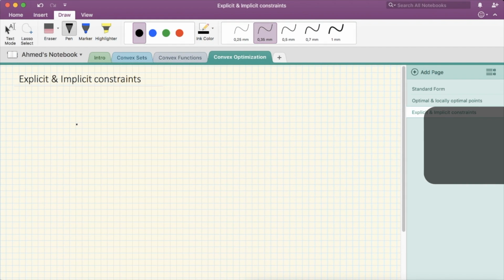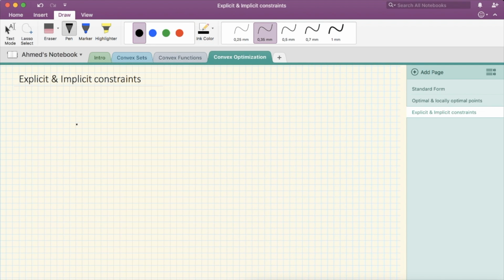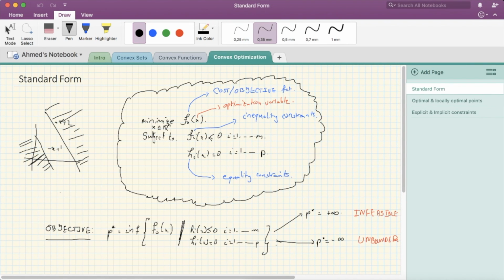Okay, so now let's go through some new terminology, which is explicit and implicit constraints, in case you face them. Explicit constraints are nothing other than those constraints you see in front of you: fi of x less than or equal to 0 for all i, and hi of x equal to 0 for all i going from 1 to p.